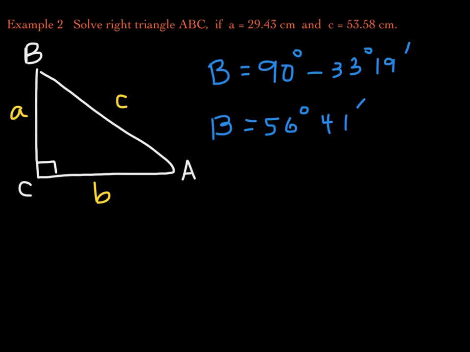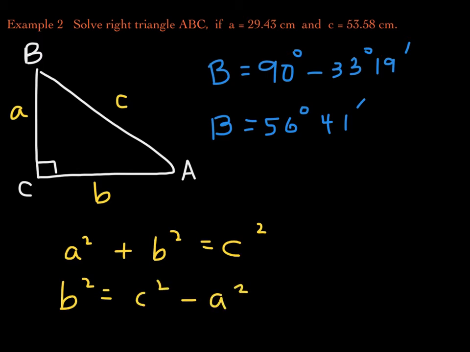Okay, guys, the only thing that's missing is the side length b. But we have the Pythagorean theorem that says a squared plus b squared is equal to c squared. In other words, b squared is going to be equal to, not the square root of, not just yet, c squared minus a squared. I was just getting ahead of myself.